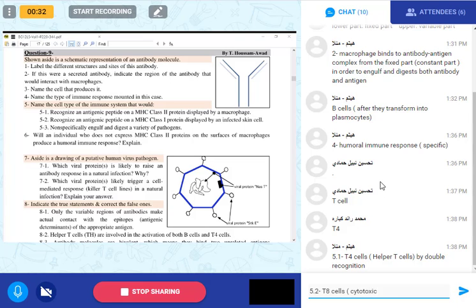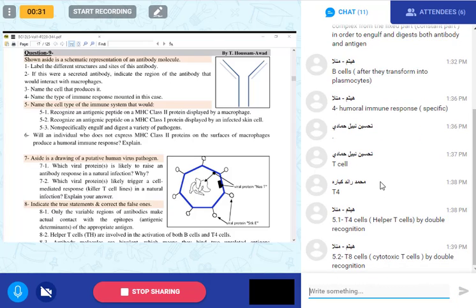Professor, an infected skin cell is from the body itself. Professor, so a T lymphocyte. Which one? Which T? T8. T8 cytotoxic T cells, by double recognition.